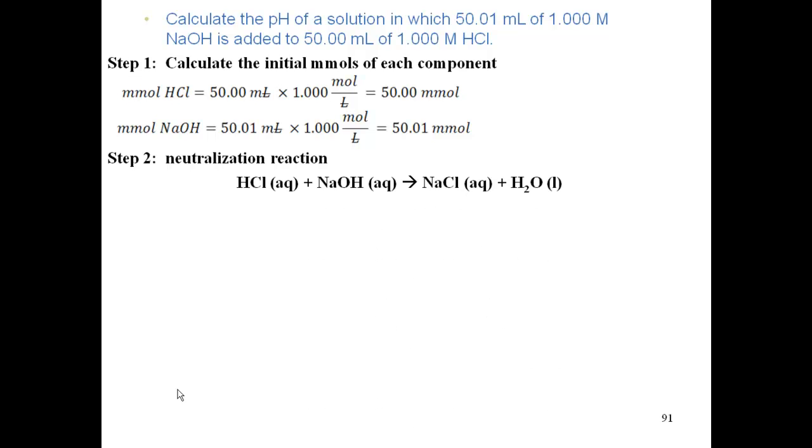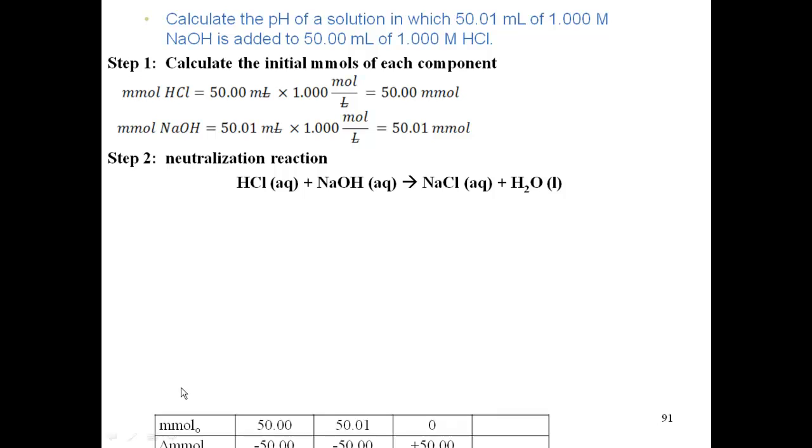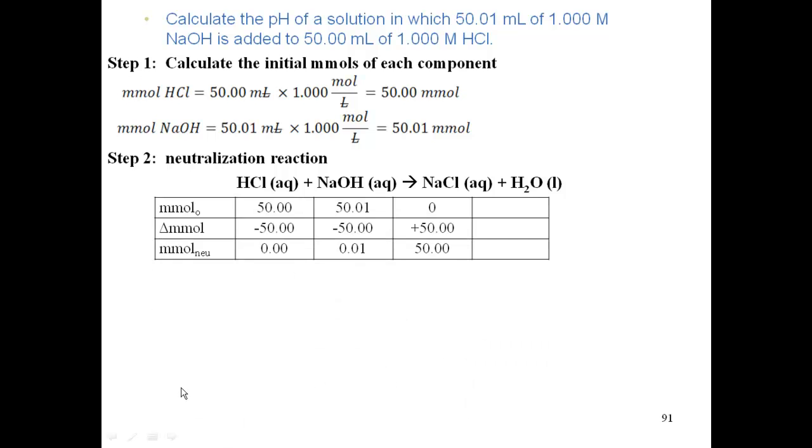Gives me sodium chloride as a product. Then we write our millimole table. 50, 50.01, no sodium chloride. Got to do my change, so we take the smaller number, which is 50. So I got minus 50 on my reactant side and plus 50 on my product side, which means I have 0 HCl at neutralization. I have 0.01 sodium hydroxide, and I have 50 millimoles of sodium chloride.